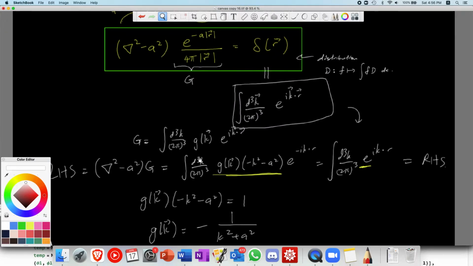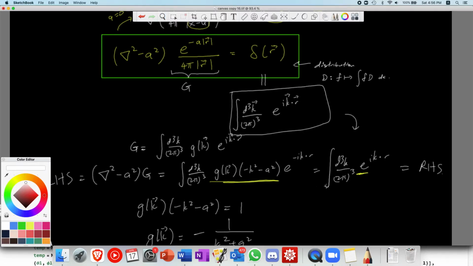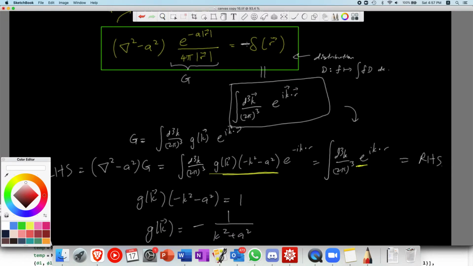Sorry. Okay, I might have missed a minus sign somewhere, but it's okay, we'll handle that later. I think there's supposed to be a minus sign here. Yeah, sorry, I think I missed a minus sign.